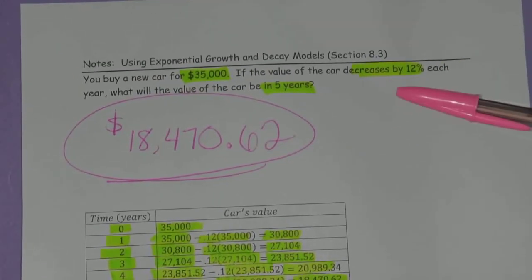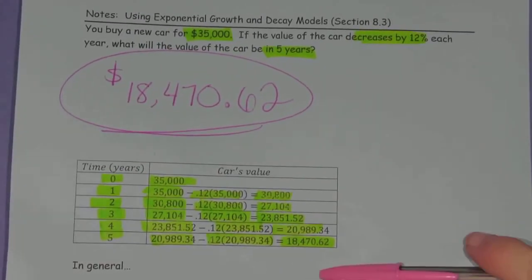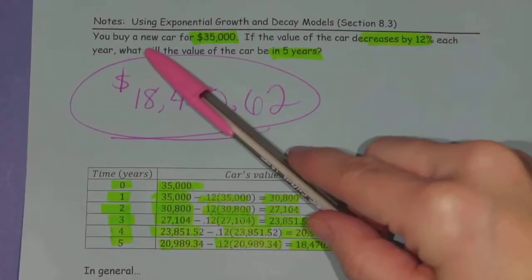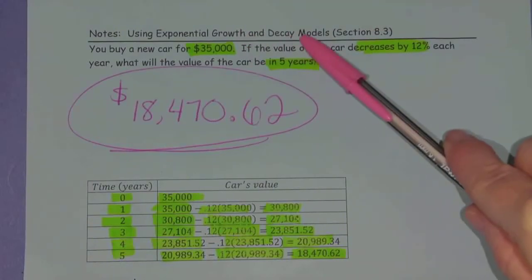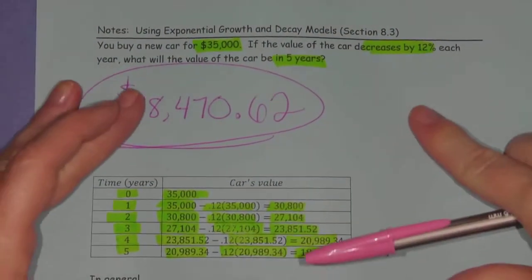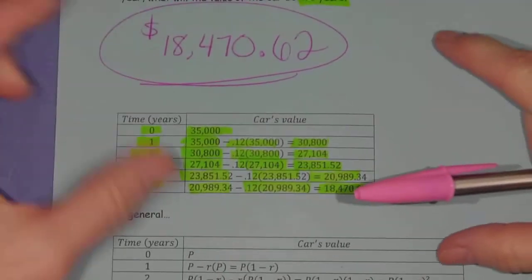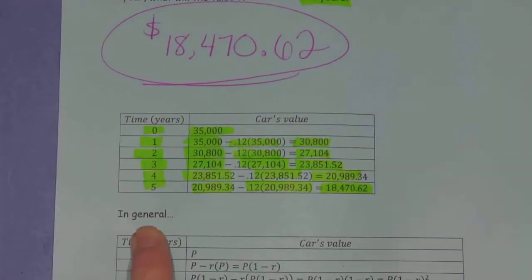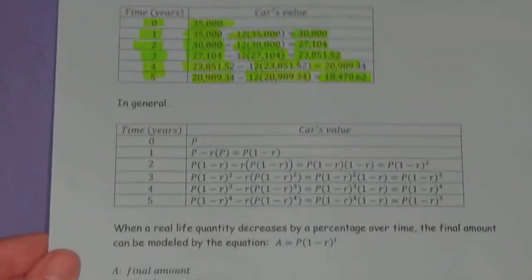Okay, so what we're going to try to do here is develop a formula that's going to do problems like this for us faster, because this is time consuming. So in this chapter where we're studying exponential growth and decay, we're going to be developing a formula. What we do when we develop a formula is we take the specific and we generalize it. So let's see if we can generalize this.